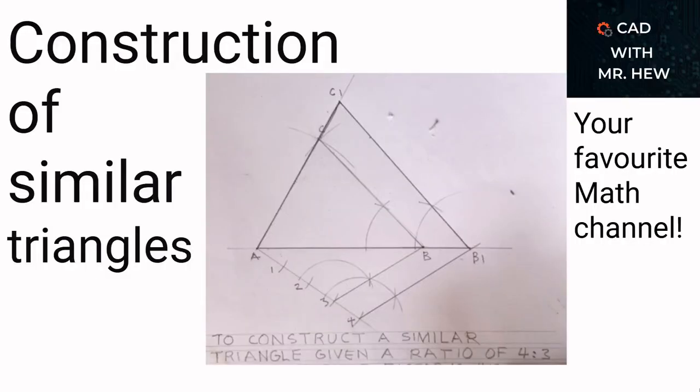In today's video, we looked at the construction of a similar triangle to a given triangle, and the scale factor was 4 to 3. In the next video, we'll be looking at the construction of a similar triangle, and it will be a reduction drawing. So we're looking forward to seeing you in that drawing.